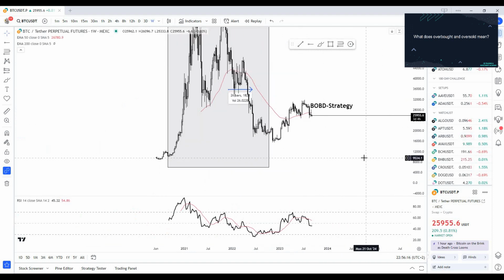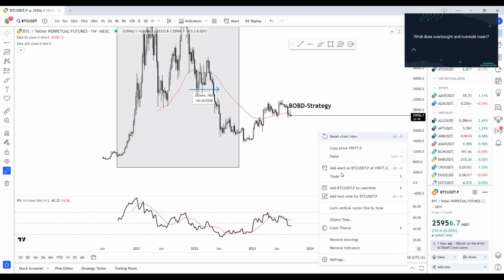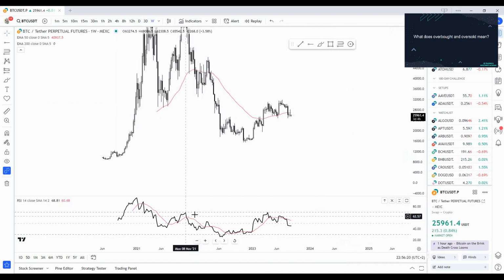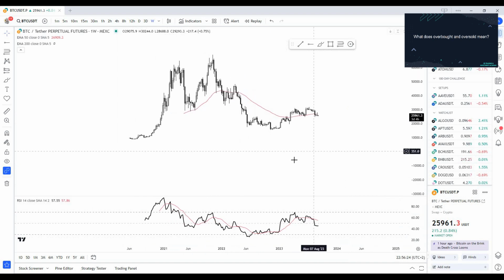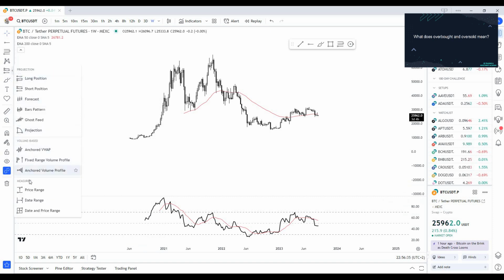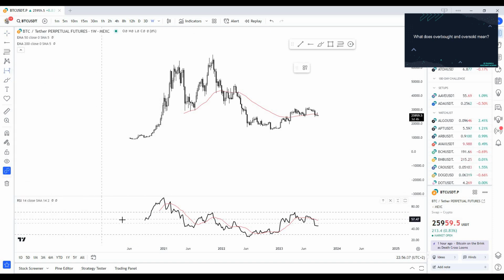As you can see here, let's clear this. This is the weekly chart, and on the weekly chart, the RSI was overbought for, let's measure that, for almost half a year.